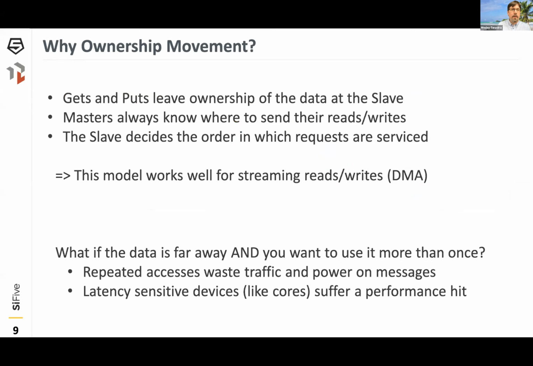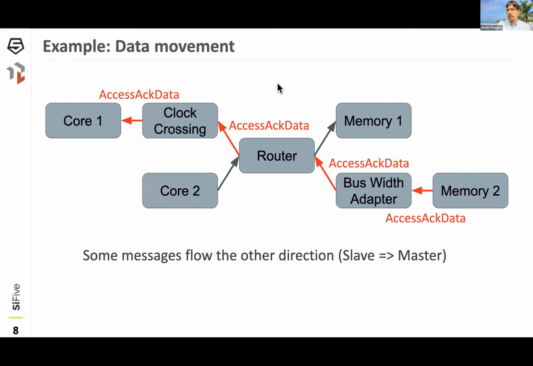Okay, so that's pretty straightforward. I think everyone's familiar with buses like that. There is one thing, though, that you might want to improve. Gets and Puts essentially give the ownership of the data to the slave. What do I mean by that? It's very simple: if you're a master and you send a request out, first of all, you're only sending it to one person, your slave connection, obviously. But if you're an interconnect, like that router in the picture here, and a message came in, you have to decide where do I send it?